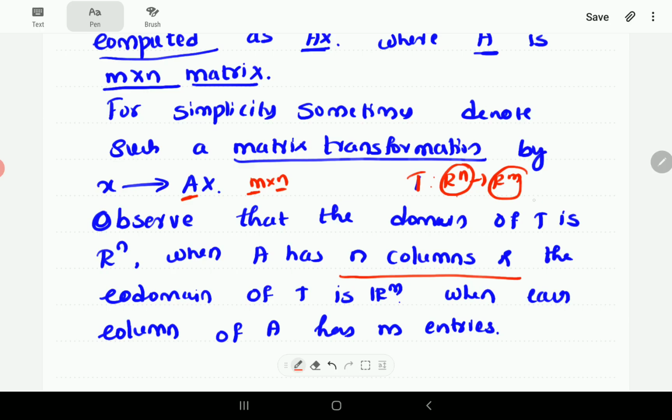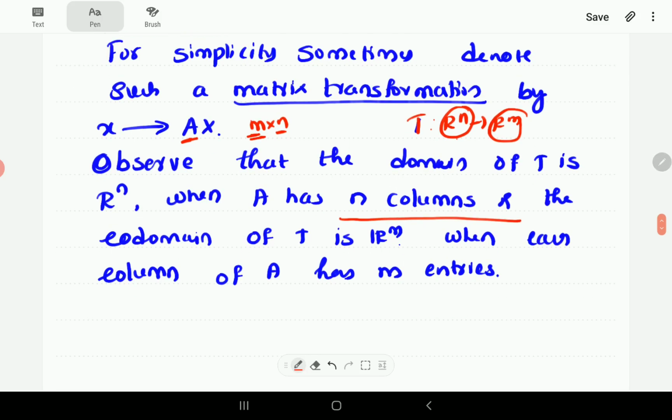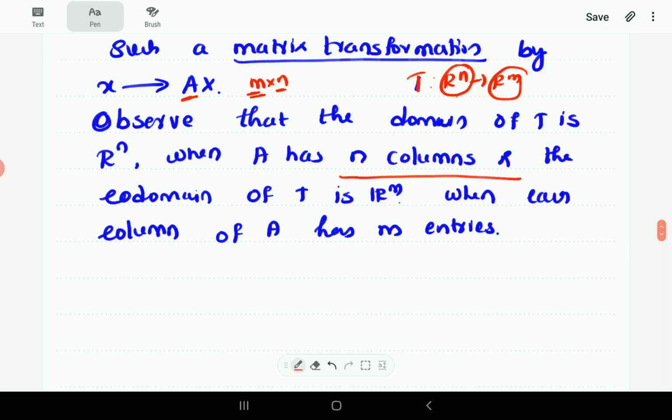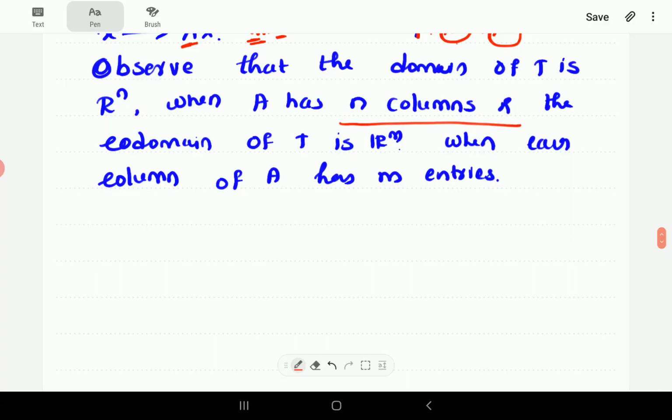When each column of A has m entries. So how many entries does each column have? M entries, because it has m rows. So that's the simplification. Then we call that a matrix transformation. So this is the basic understanding of transformation. We have still not gone to the linear transformation. So now we will understand what is linear transformation.